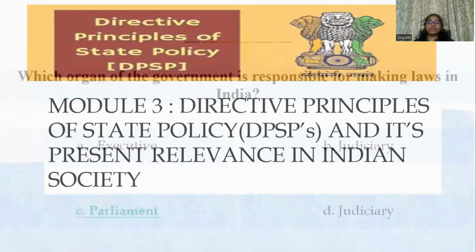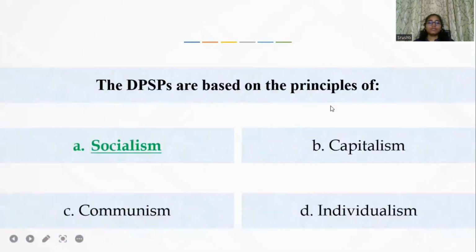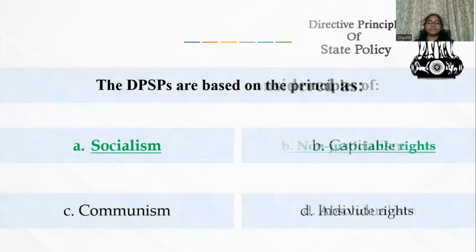Now, Module 3, Directive Principles of State Policies, DPSPs, and its present relevance in Indian society. The first question of Module 3 is, the DPSPs are based on the principle of option A, socialism, option B, capitalism, option C, communism, option D, individualism. The correct answer is option A, socialism.